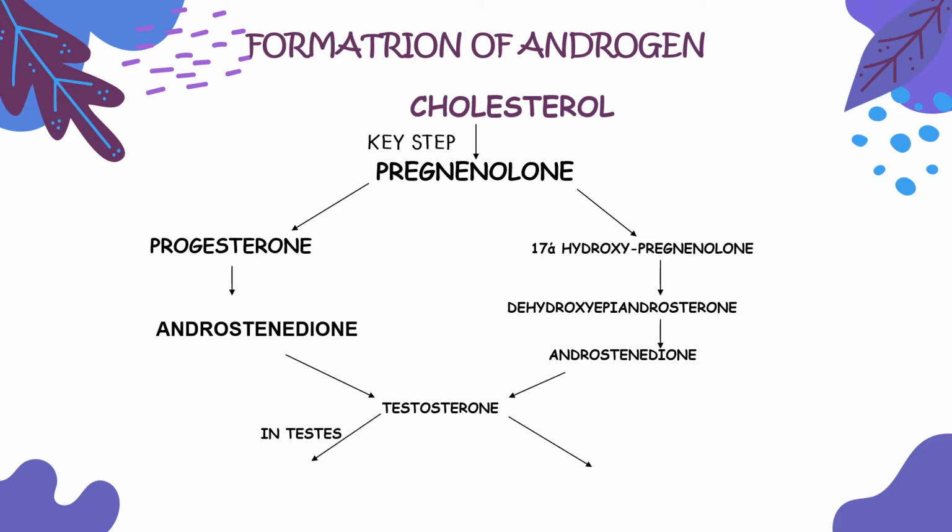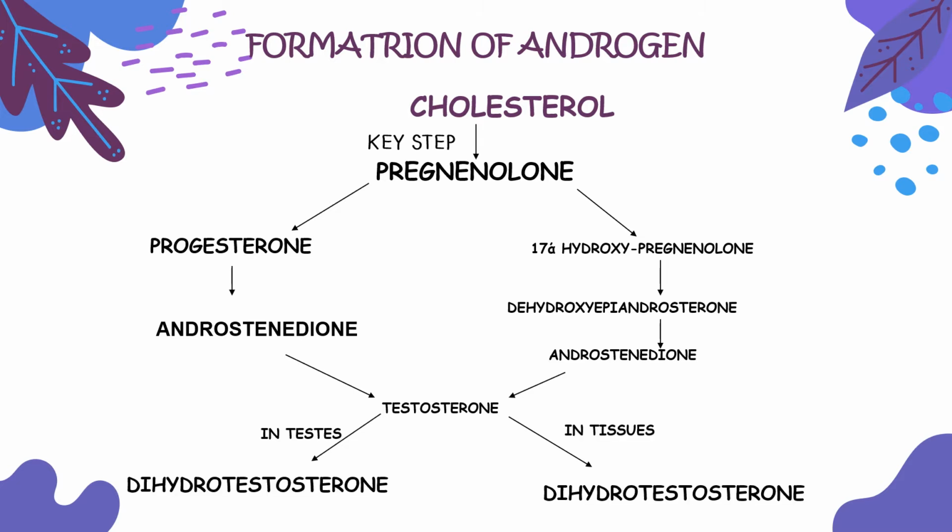Testosterone in the testis, with the help of the enzyme 5-alpha reductase, gets converted into dihydrotestosterone, and in the tissues also it gets converted into dihydrotestosterone. So 80% of the dihydrotestosterone is formed in the tissues, and only 20% of the synthesis of dihydrotestosterone happens in the testis.